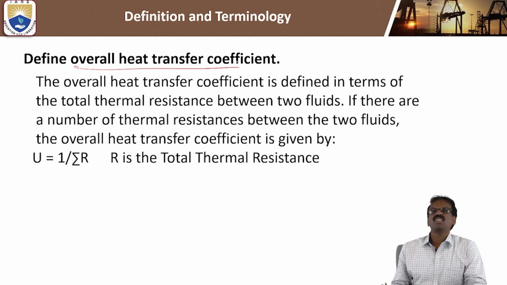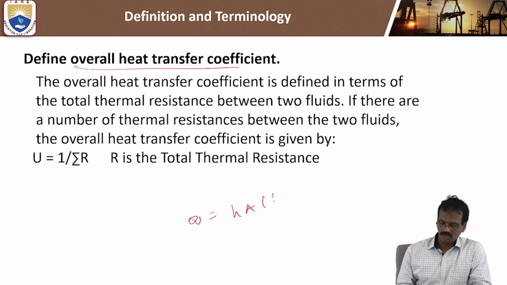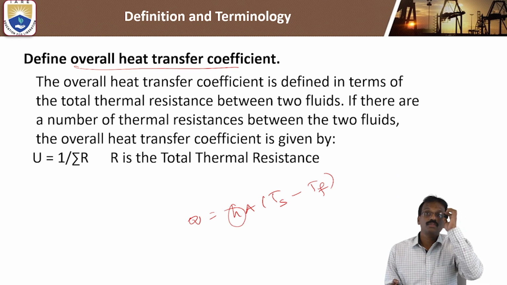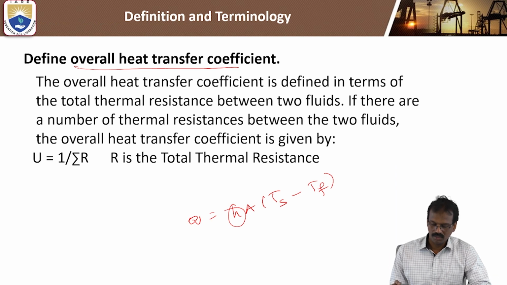You know the heat transfer coefficient. According to Newton's cooling law, Q is equal to hA times the temperature difference, T solid minus T fluid. So h is the heat transfer coefficient. You know this; we already discussed it in the previous class also. But what about the overall heat transfer coefficient? What is the meaning of overall heat transfer coefficient?